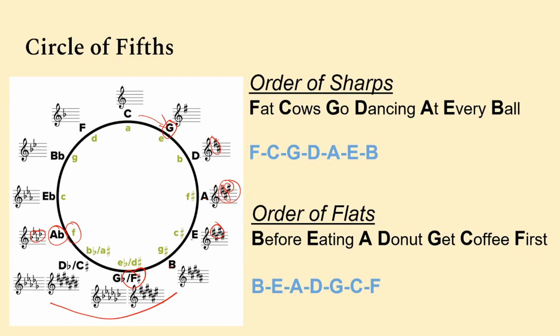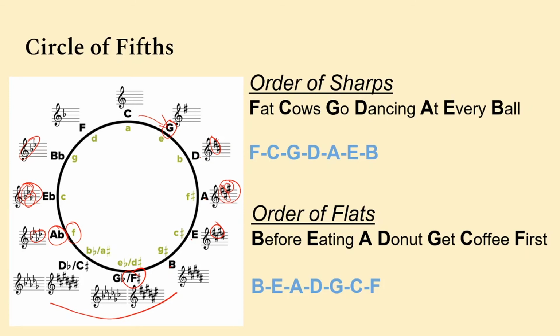Same for the flats. E flat major has 3 flats, and 2 of these flats can be found in the previous key, which is B flat, and it has an extra A flat. We can use this observation to make a list of the sharps and flats.